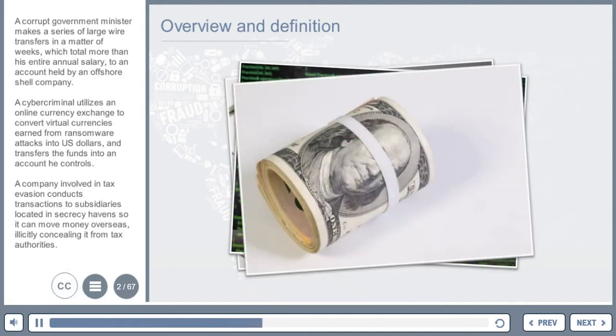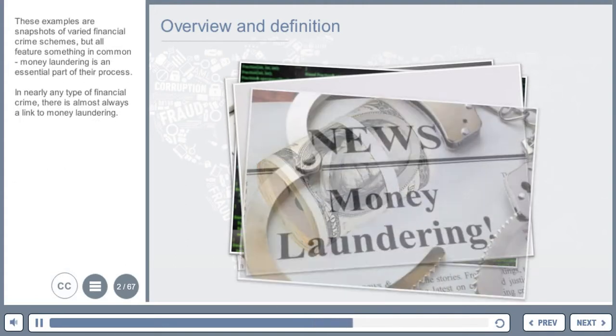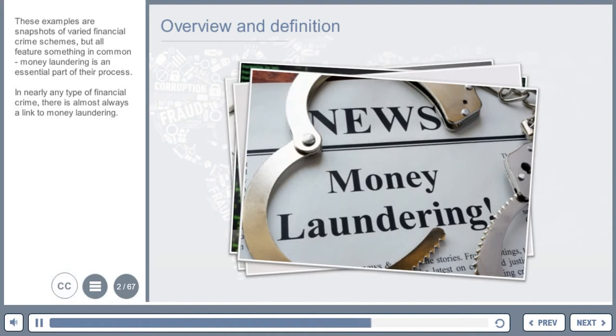A company involved in tax evasion conducts transactions to subsidiaries located in secrecy havens so it can move money overseas, illicitly concealing it from tax authorities. These examples are snapshots of varied financial crime schemes, but all feature something in common. Money laundering is an essential part of their process. In nearly any type of financial crime, there's almost always a link to money laundering.